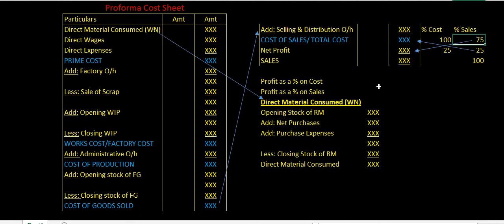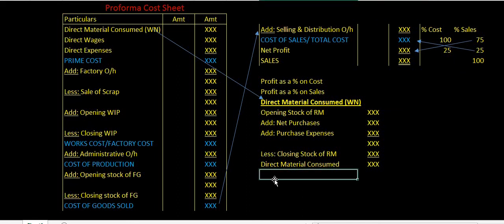Now these are the two things that you need to remember. It can either be given to us as a percentage on cost. If it is given as a percentage on cost, take the total cost as 100. If it is given as a percentage on sales, then take total sales as 100. Okay, so this is about the cost sheet. I hope you have all understood this.